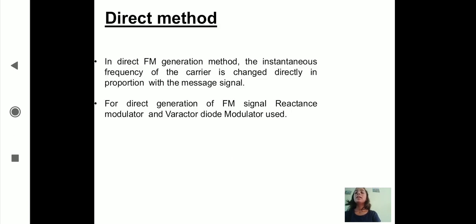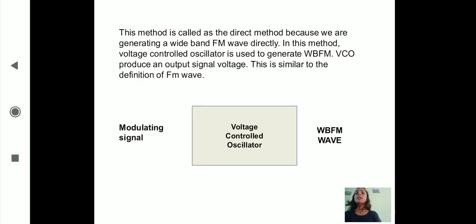Direct method. In the direct FM generation method, the instantaneous frequency of the carrier is changed directly in proportion with the message signal. For direct generation of FM signal, a reactance modulator and a varactor diode modulator are used. This method is called the direct method because we are generating a wideband FM wave directly.